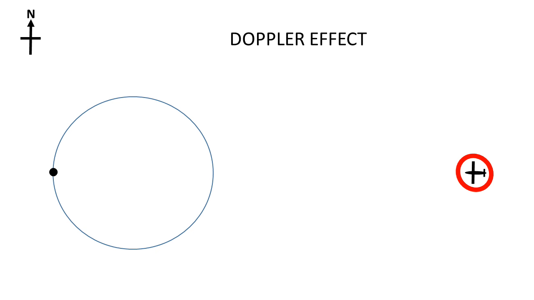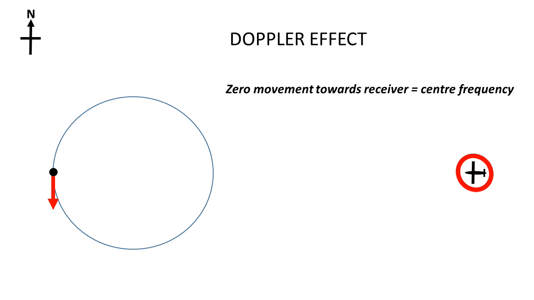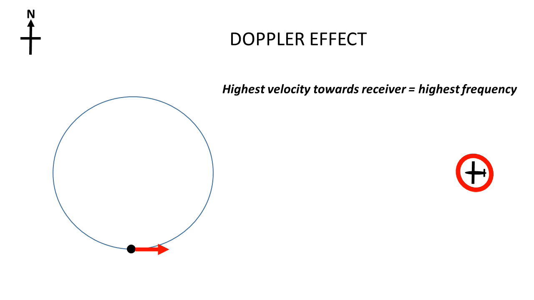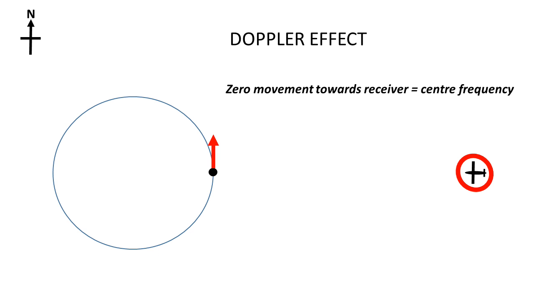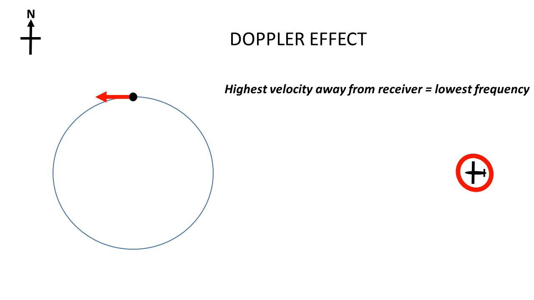Let's look at 4 particular positions on the antenna's circular path. Here the antenna is moving perpendicular to the line from the aircraft, so there is no relative motion and the Doppler effect is 0. The aircraft receives the unchanged carrier frequency. Here the antenna has maximum velocity towards the aircraft, so this is where the highest frequency of Doppler effect is detected. Here again there is no relative movement, so the Doppler shift is 0. And here the lowest frequency occurs because the antenna has the maximum velocity away from the aircraft.